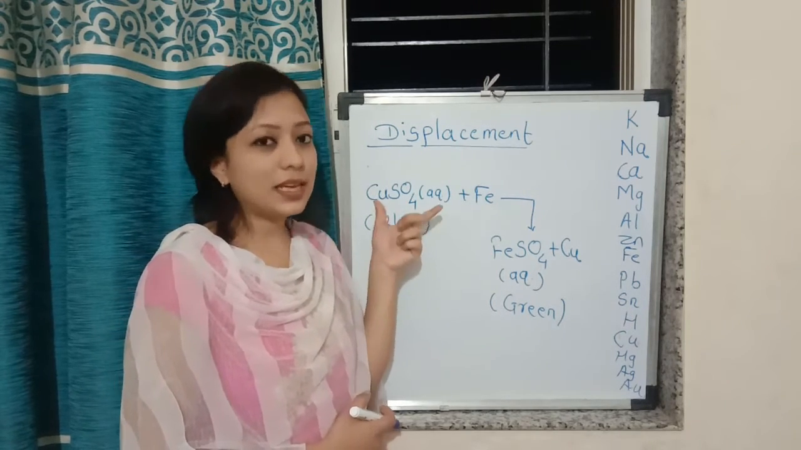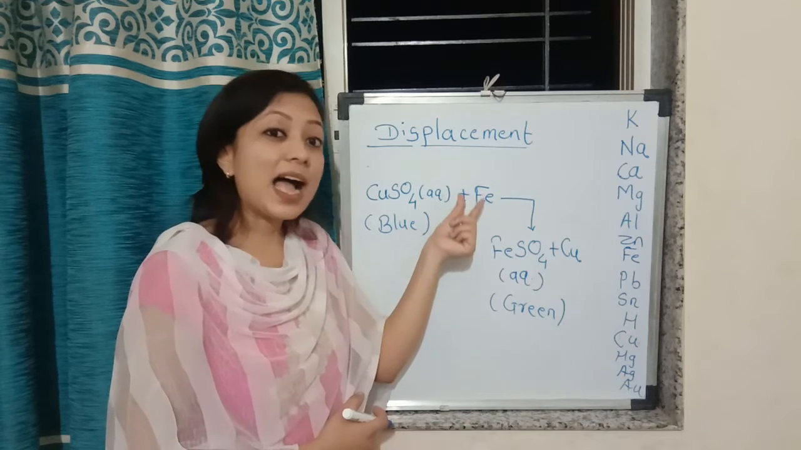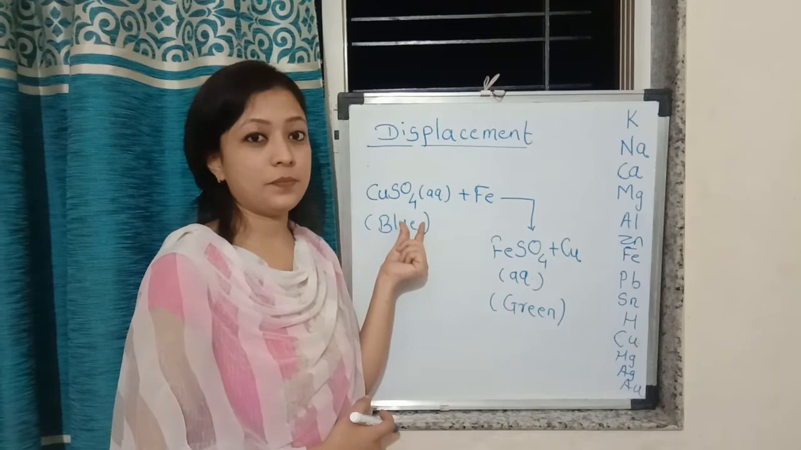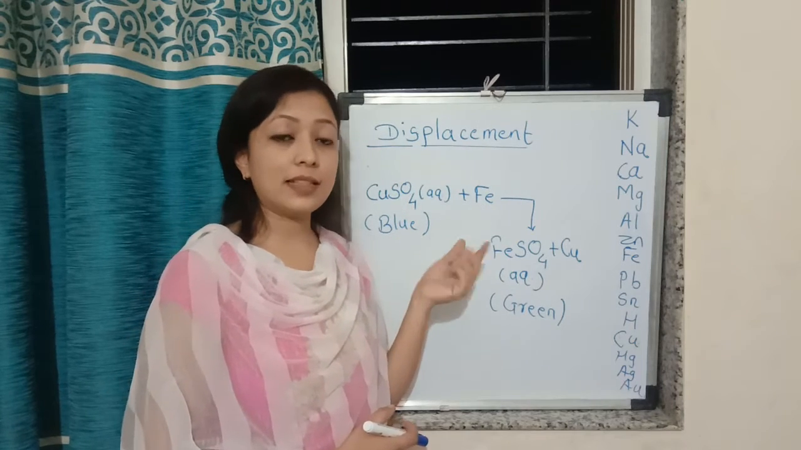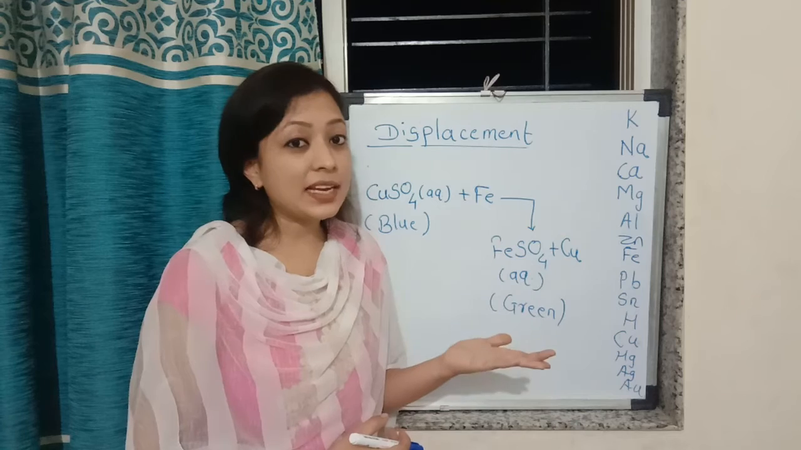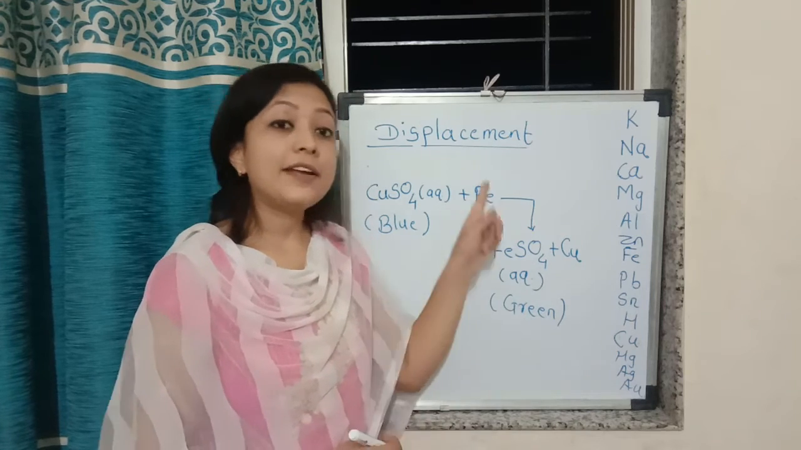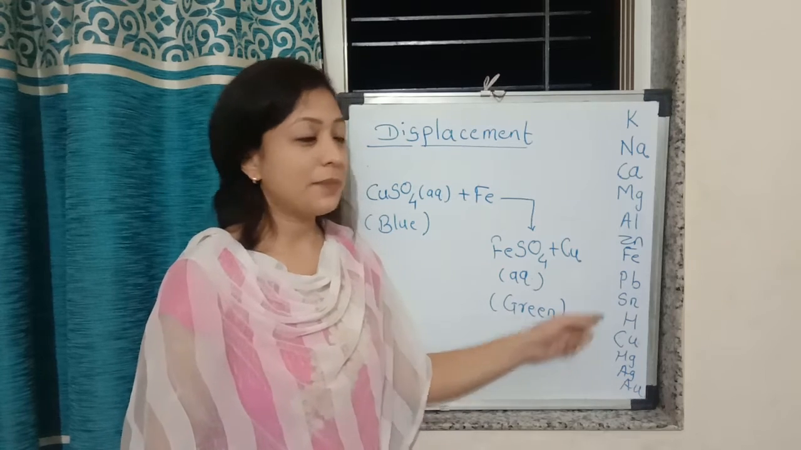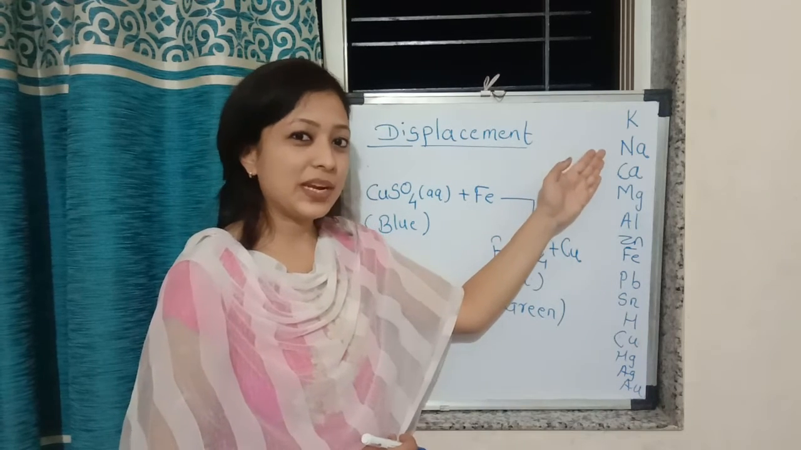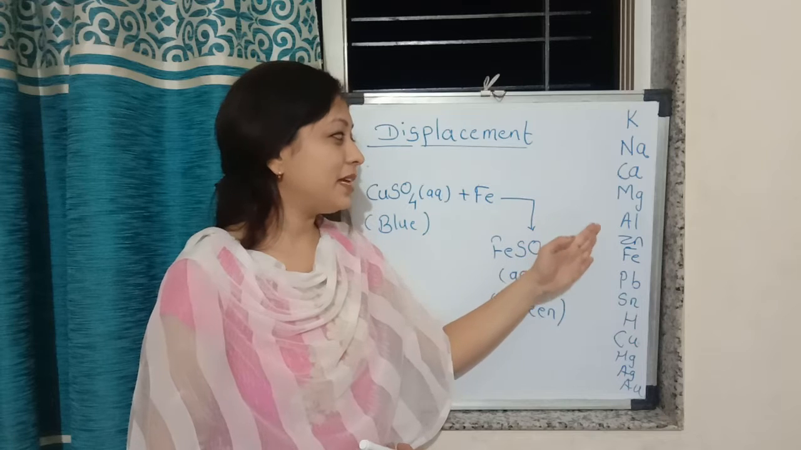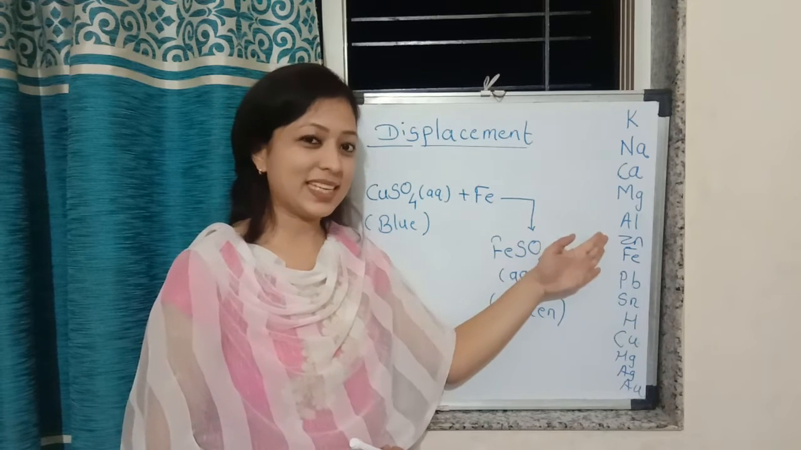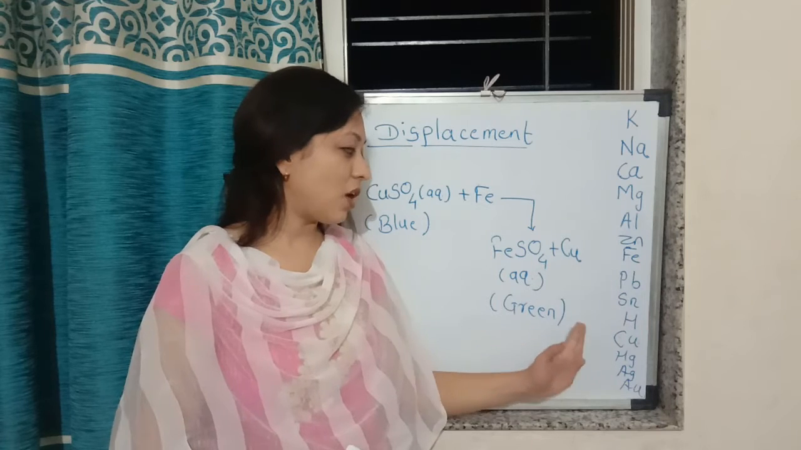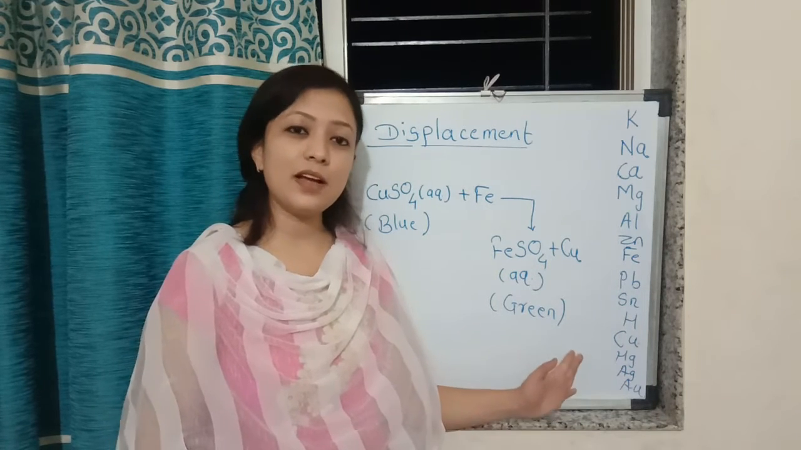Now what happens in this type of reaction? The highly reactive metal displaces less reactive metal. Now how should one come to know whether a particular metal is highly reactive or not? Here is the series of the reactivity of metals, that is potassium, sodium, calcium, magnesium, aluminium, zinc, iron, lead, tin, hydrogen, copper, mercury, silver and gold.